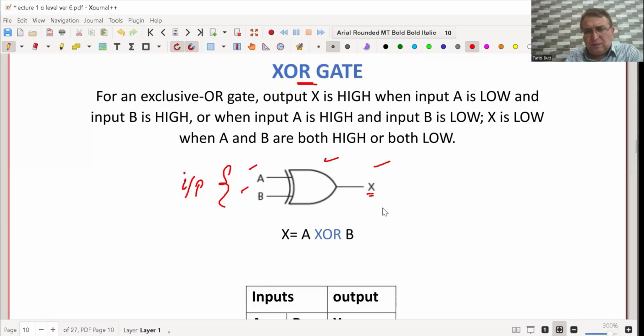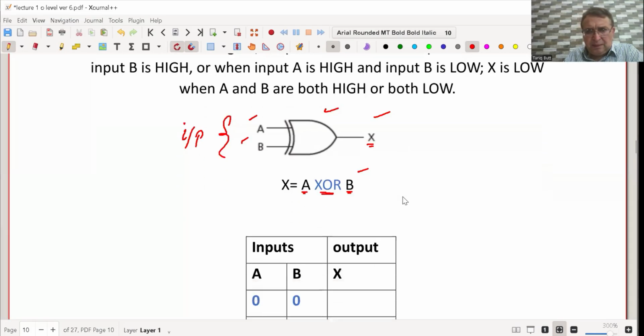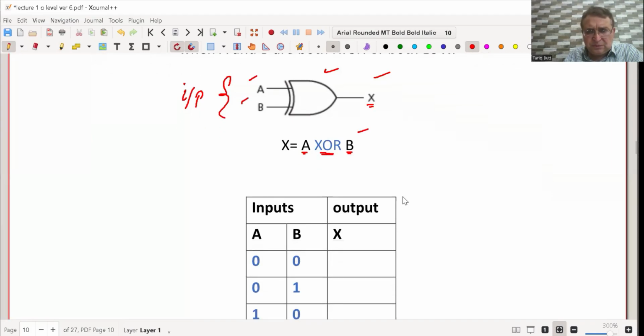So first of all, the logic expression for this exclusive OR gate is: first input, which is A, then XOR, followed by the second input, which is B. So A XOR B. This is how you write down its logic expression. And next we'll see its truth table.